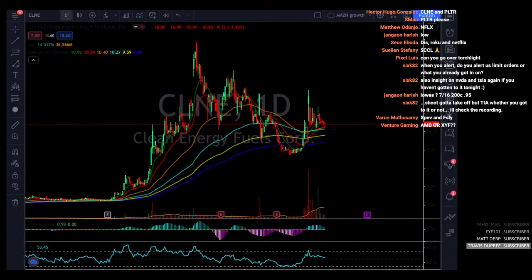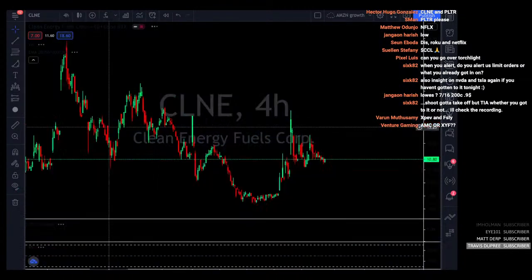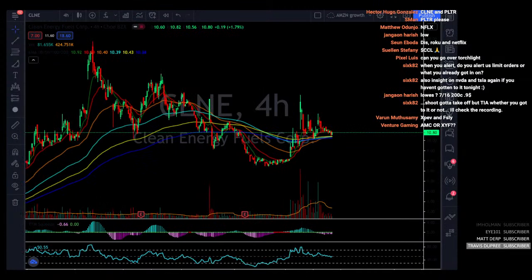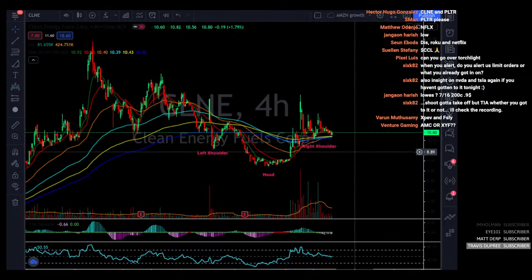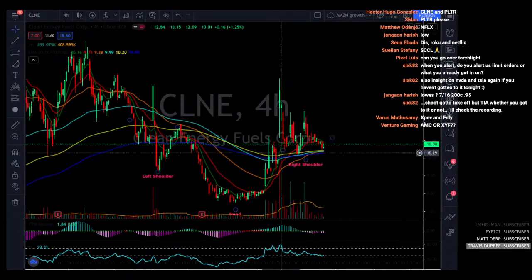Let's continue, I guess. So on CLNE, I do see some sort of inverse head and shoulders. It's not the most perfect one, but you can see this is the left shoulder. This is the head. And then the right shoulder is kind of messy, but you can still see that it's consolidating over here.